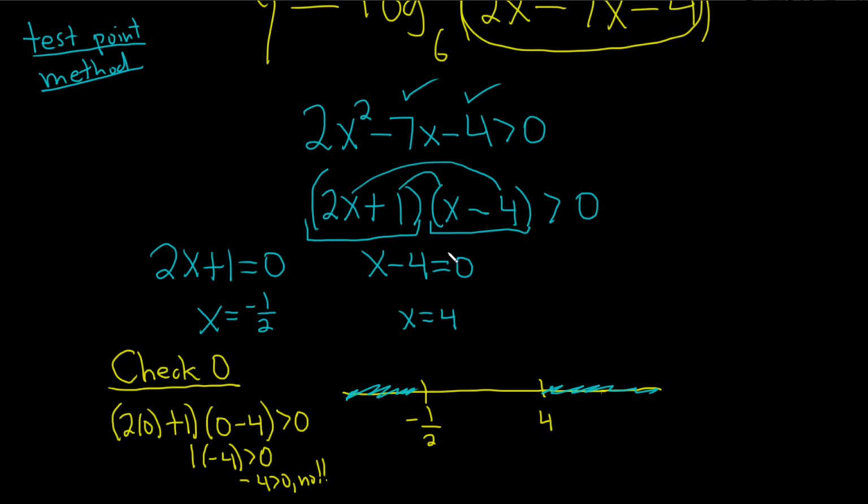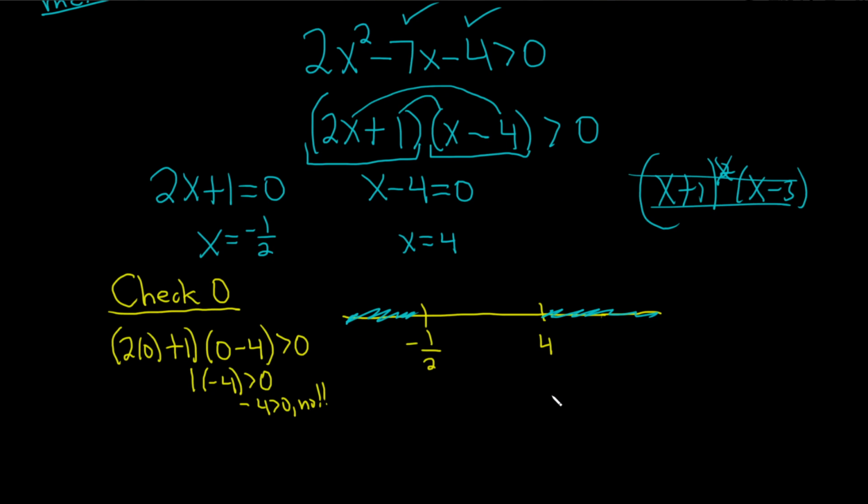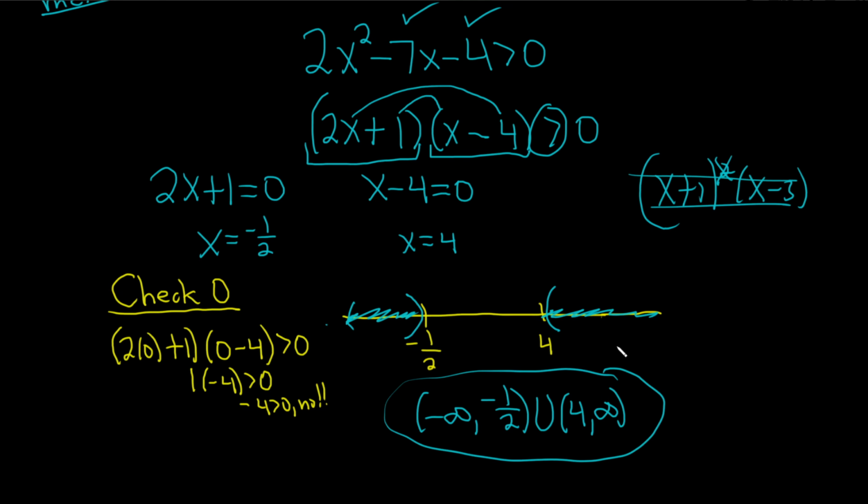This always works when you have a quadratic like this and it's simple. If I have something like x plus 1 squared, x minus 3, it won't work because of the 2. But whenever you have stuff like this, it works. And now we're done. Now we have the answer. Because we have a greater than, we're not including numbers, so we have parentheses. From the picture, we can get the answer. It would be negative infinity to negative 1/2, union, and then 4 to infinity. And that would be the domain of this logarithmic function.